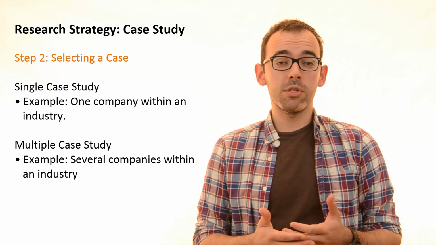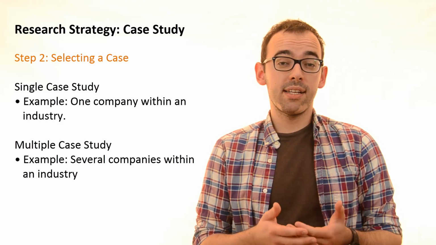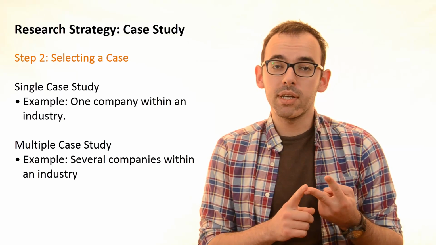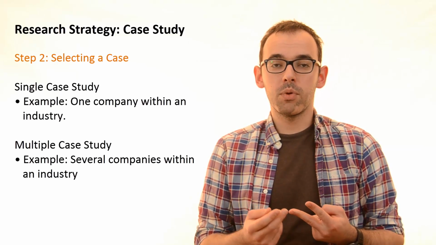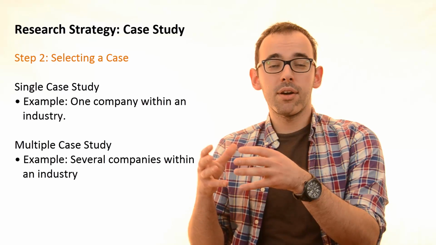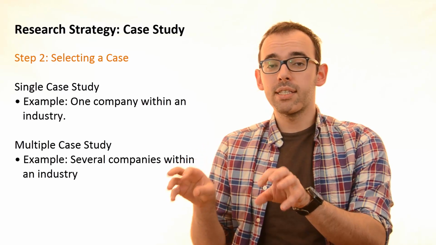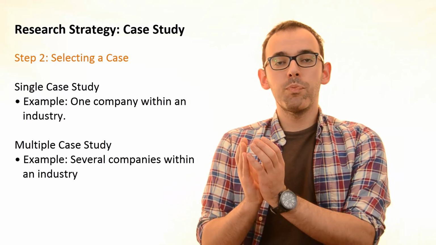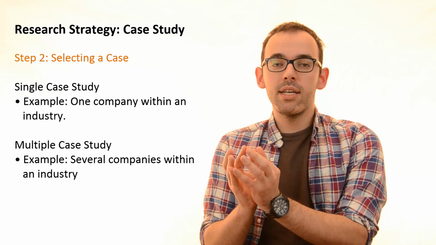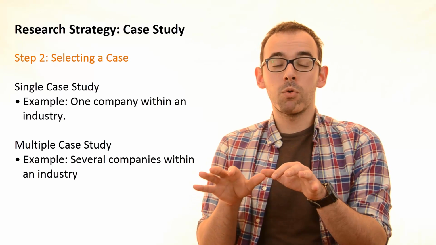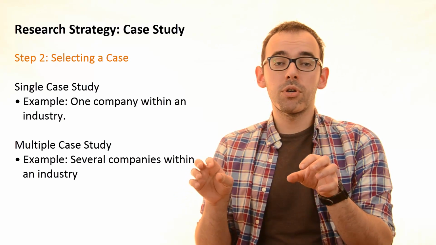The second step in the process of executing is called selecting a case, as it is a case study. Now we have two options here: you can have a single case study or a multiple case study. Let's talk through an example. Let's say that you would like to examine some niche market and its characteristics and the companies inside of this niche market. If you would go for a single case study, you would pick one of these companies as your case. If you would go for multiple case studies, you would take, let's say, 5 or 10 of these companies as your cases.